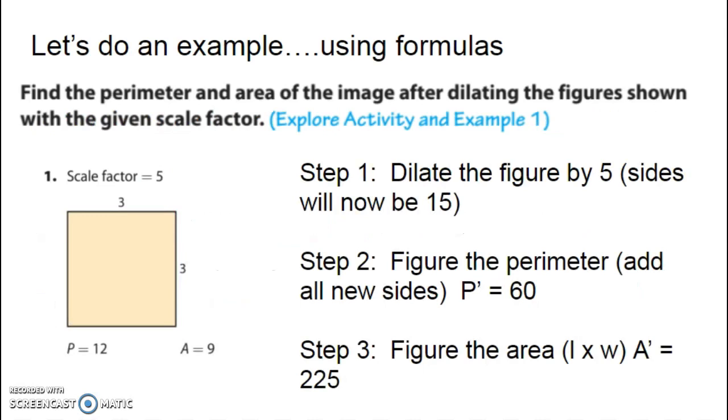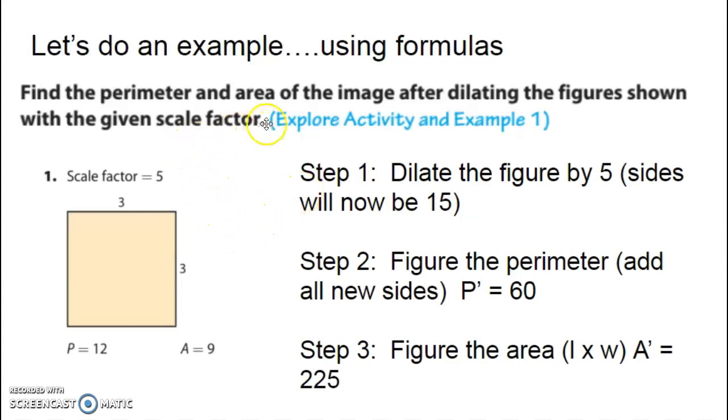Let's do an example. Find the perimeter and area of the image after dilating the figures shown with the given scale factor. Okay, on this slide I'm going to take you through using the formulas for area and perimeter. Then we're going to do it on the next slide the easy way. You have a scale factor of 5. This side is 3, this side is 3. So we know the perimeter of this figure is 12, because 3 plus 3 plus 3 plus 3 is 12. We know the area is 9, because 3 times 3 is 9.